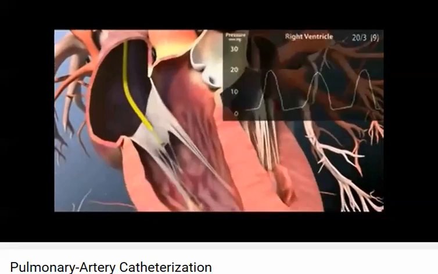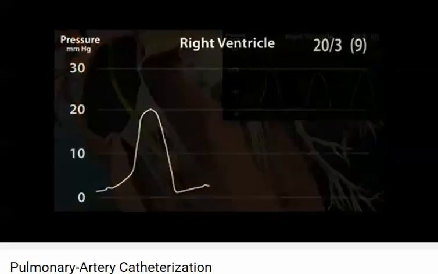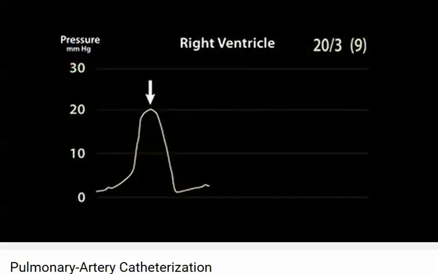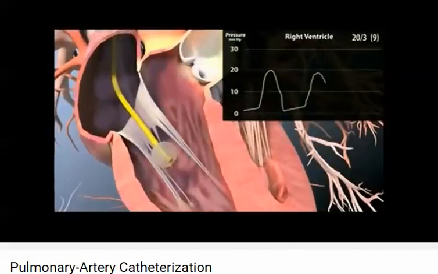Advance the catheter another 5 to 10 centimeters until a right ventricular waveform is transduced. This waveform is notable for a swift upstroke and downstroke, representing ventricular contraction and relaxation, as well as a slower upstroke, representing passive ventricular filling, followed by atrial contraction.